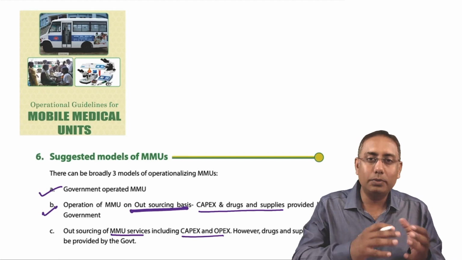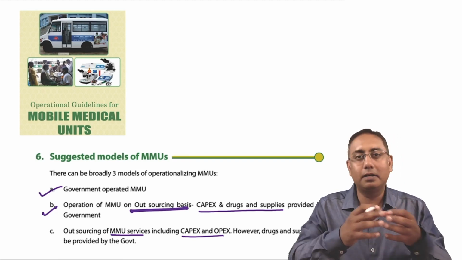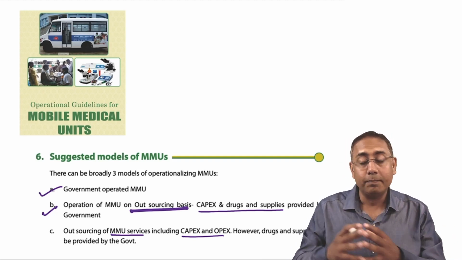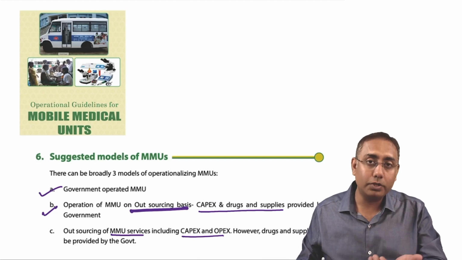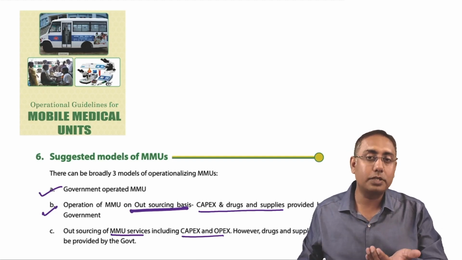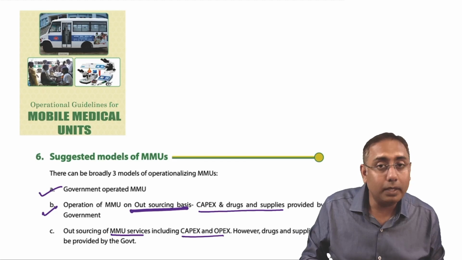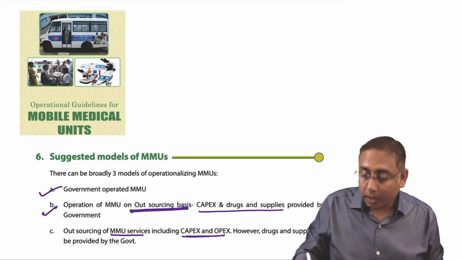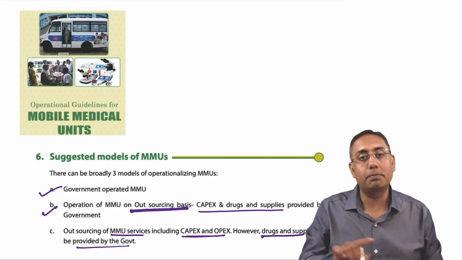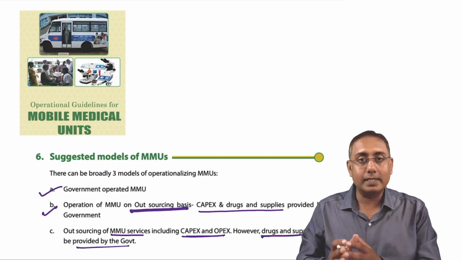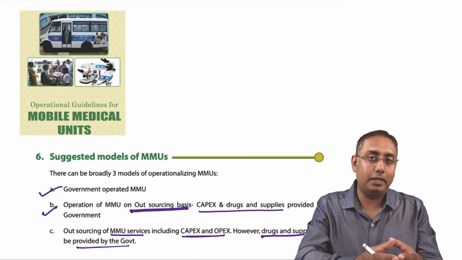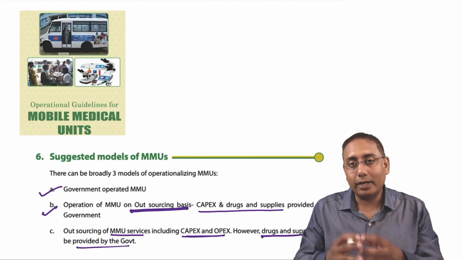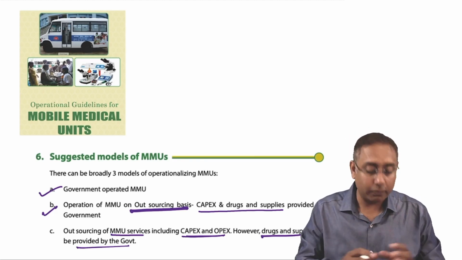Capital expenses include the van, maybe the drug supplies, the initial investment, capital investment. Operational costs will include the human resource, the day-to-day supplies which are required. So outsourcing of the mobile medical units can happen with CAPEX and OPEX both. However, the drugs and supplies will be supplied by the government. So in all the cases, it can be run by the voluntary health agencies or by the government agencies, but the drugs and supplies have to be from the government of India.